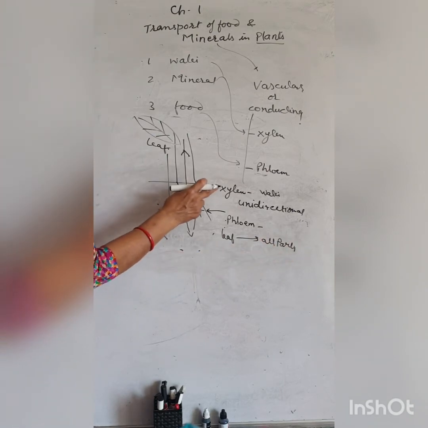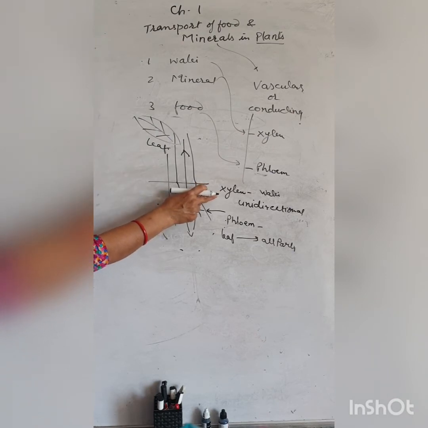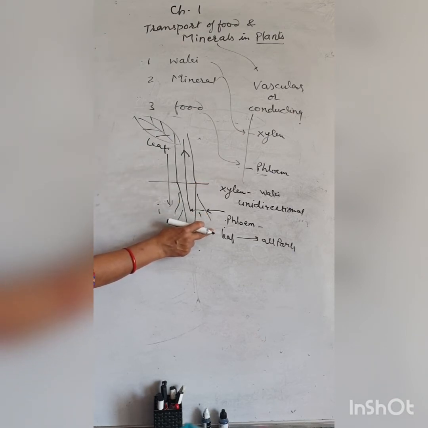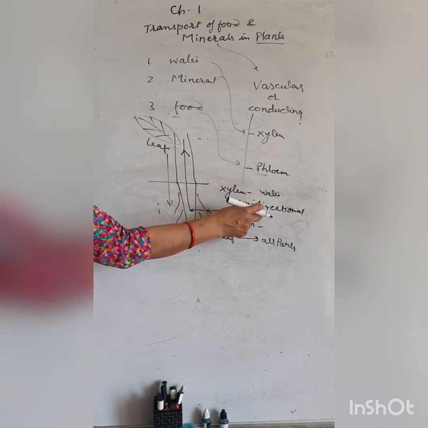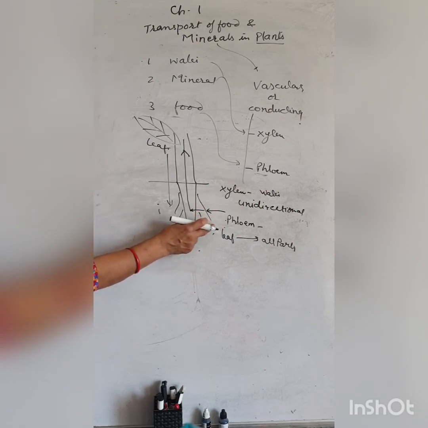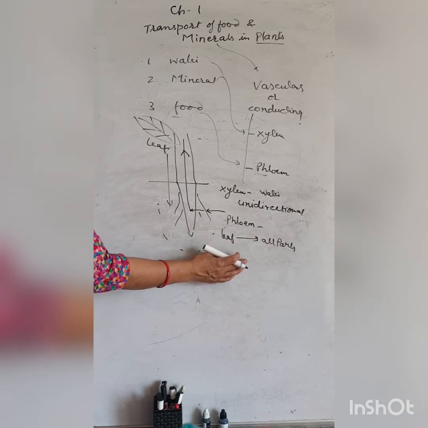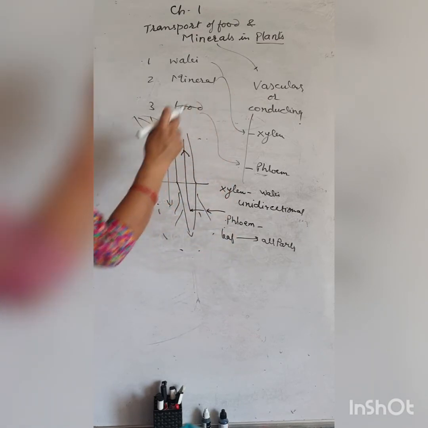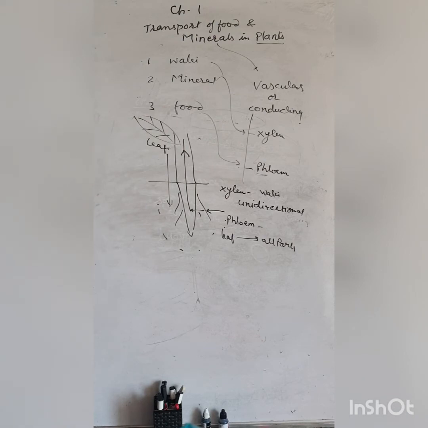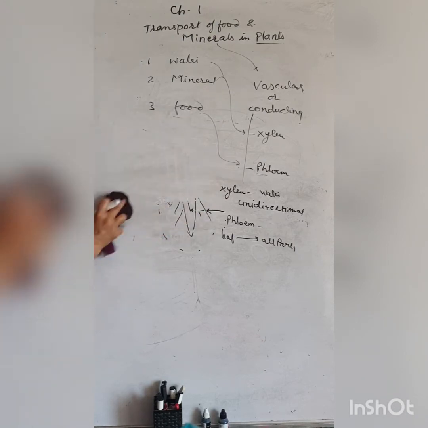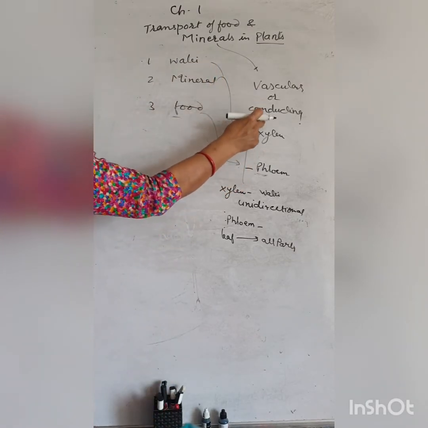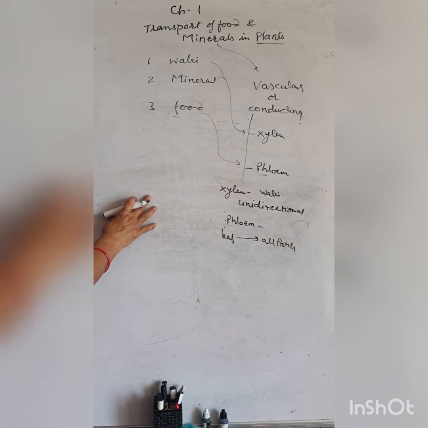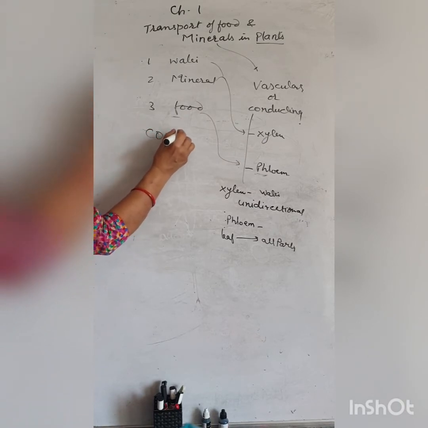So the difference is that the water conducting tissue is xylem, and the food conducting tissue is phloem. The xylem direction is unidirectional, for the transport of water. The phloem carries the food to all parts in all directions. The xylem and phloem combined are called vascular tissues or conducting tissues. They are also called complex tissues.